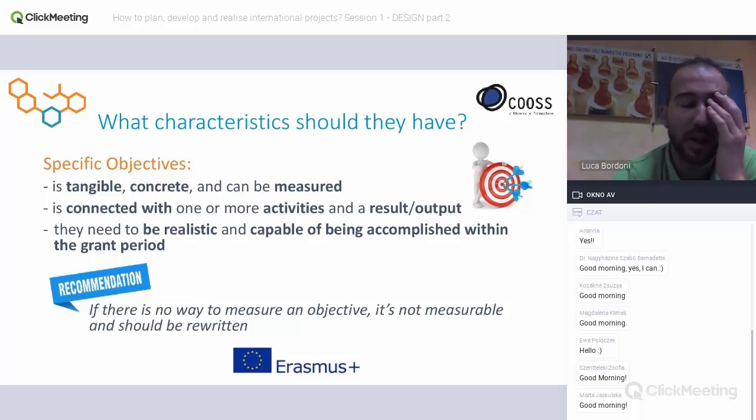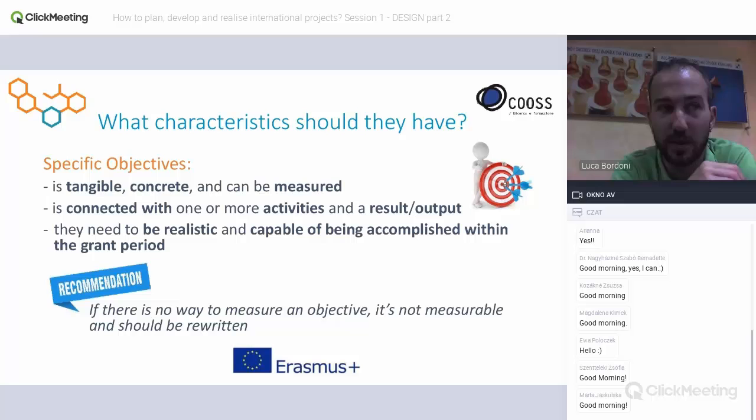We must be able to measure them in qualitative and quantitative terms. They are achieved through the activities that we are going to develop. Each specific objective is connected with one or more activities and a result or output, because each specific objective must be one or more results reached by one or more activities implemented, and be realistic of being accomplished within the grant period.